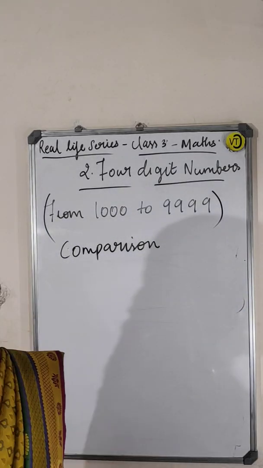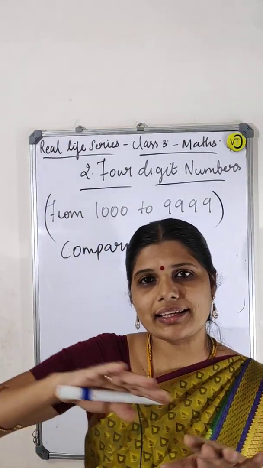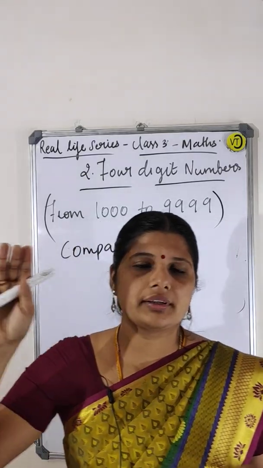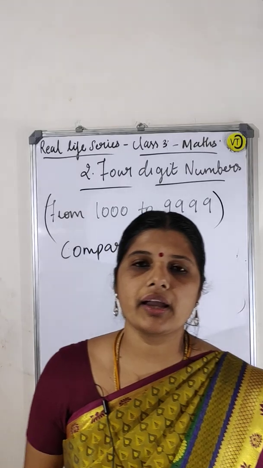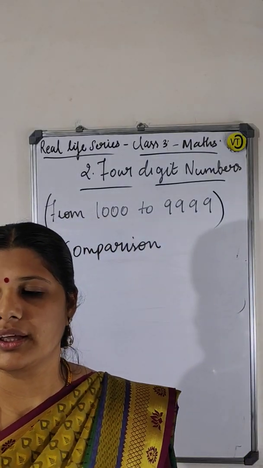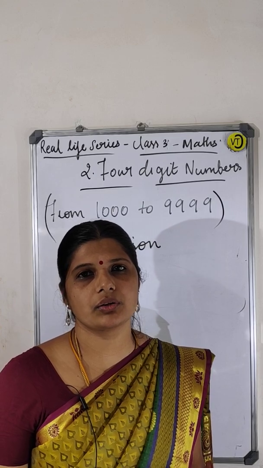Next topic will be ascending order. Ascending order means what? Increasing order. Descending order means what? Decreasing order. Okay. I am going to write one example of how to do the ascending order and descending order. Right.